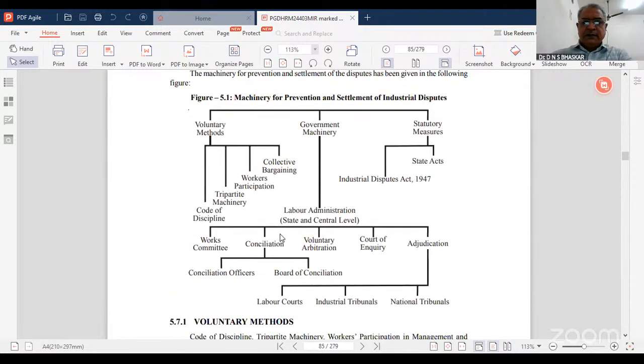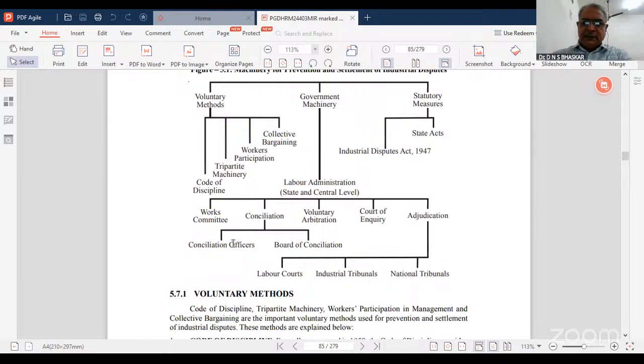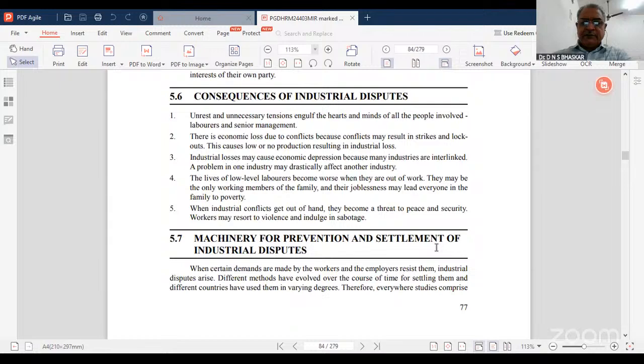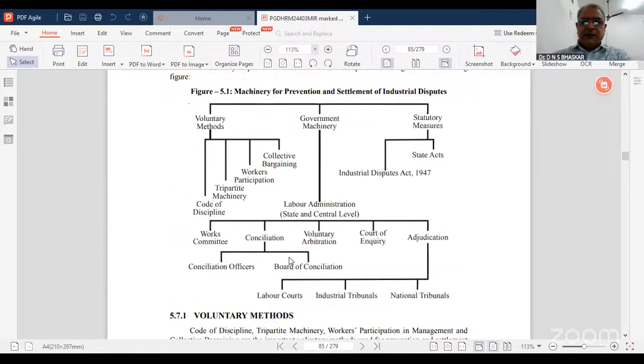So, what is the remedy? There are voluntary methods. How to solve this problem, that is, the prevention and settlement of industrial disputes? How to settle the industrial dispute? This is figure 5.1.